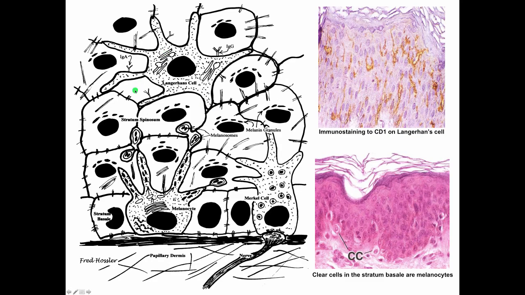Here is just a diagrammatic image showing some other cells that are in the epidermis. So, for example, Langerhans cells can be located in the stratum spinosum, and the image on the right shows an immunostaining for a CD1 surface marker on the Langerhans cells. And you can see that the Langerhans cells, by this immunostaining, can be located throughout the epidermal layer. Here, melanocytes tend to stain clear with H&E stain. These are cells that are in the lower layers of the stratum basale, just in the very bottom layer of the stratum basale.